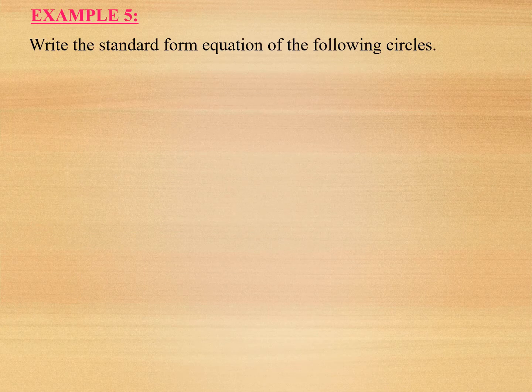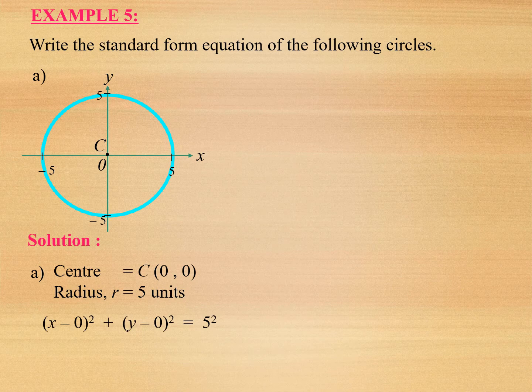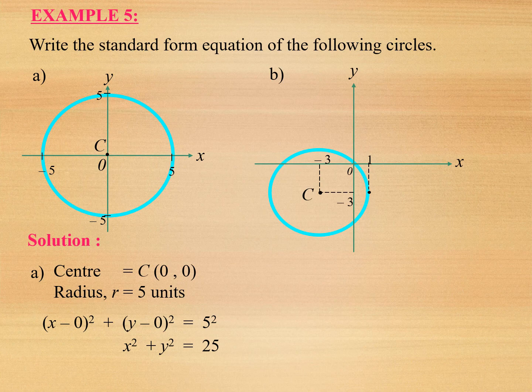Example 5. Write the standard form equation of the following circles. A. Solution. Center (0,0), origin, radius 5 units. (x minus 0) squared plus (y minus 0) squared equals 5 squared. x squared plus y squared equals 25. B.